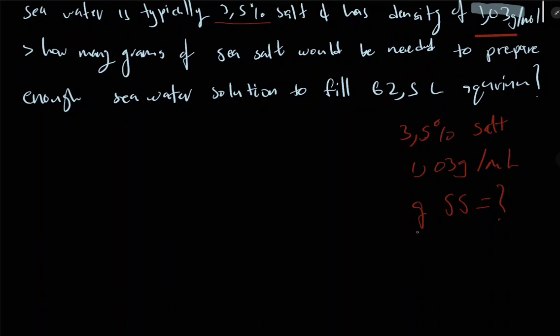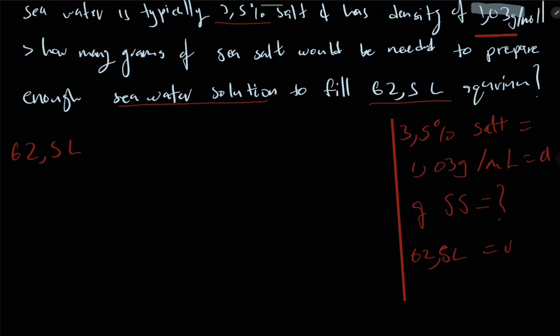Grams of sea salt is what is required to prepare enough seawater solution to fill a 62.5 liter aquarium, right? So we are given our volume, our density, and everything that we have now. Let's try to work out the problem. We want to fill up this aquarium with 62.5 liters of seawater solution, okay?